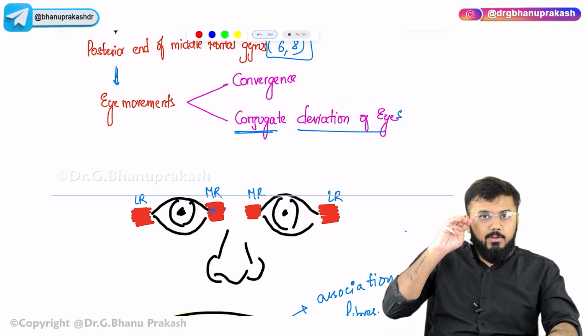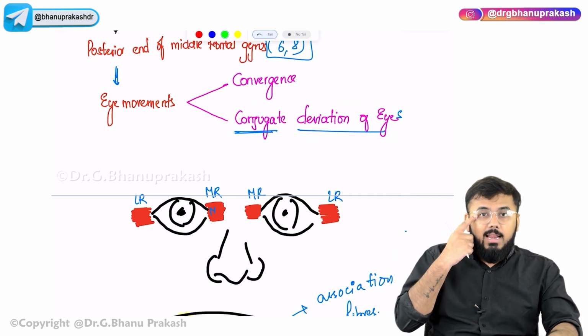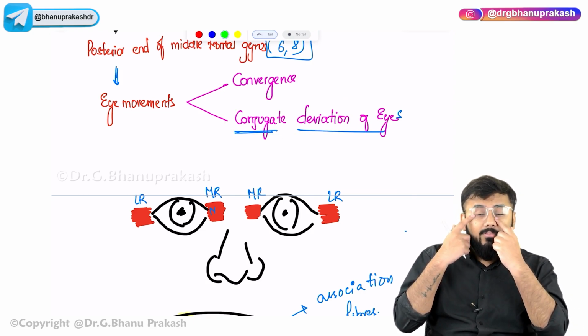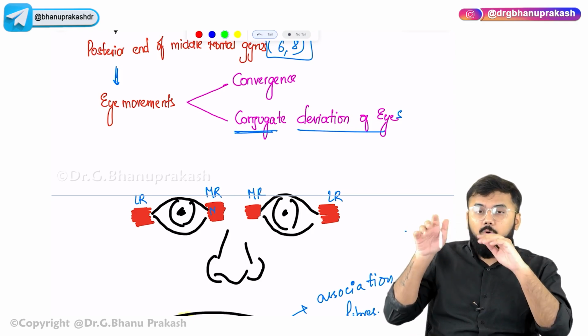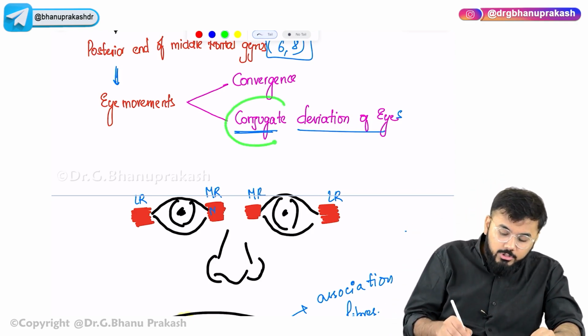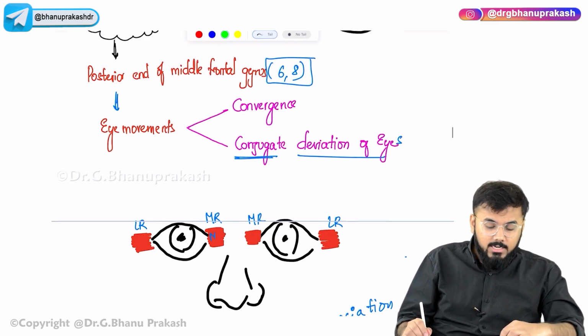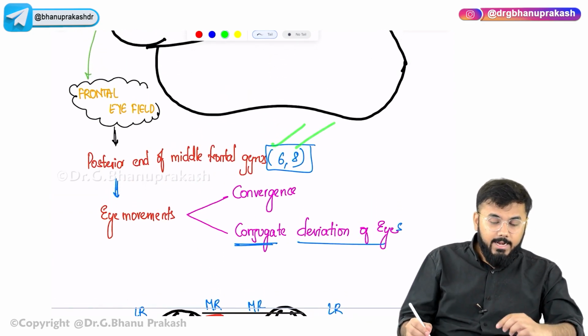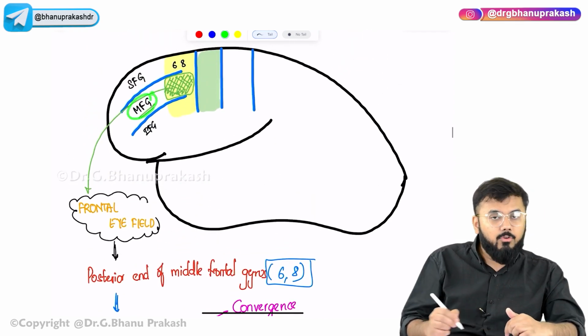Okay, so for example, if I am looking to the right, it means the lateral rectus of my right eyeball is contracting and the medial rectus of my left eyeball is contracting, and thus I can look to the right. So this is called conjugate deviation of the eyes. So this is done by what? Again, area 6 and 8, which is located behind the middle frontal gyrus.